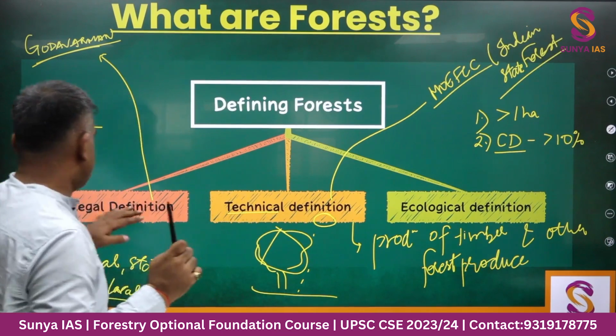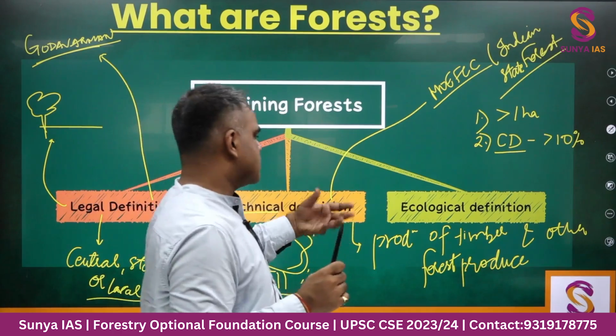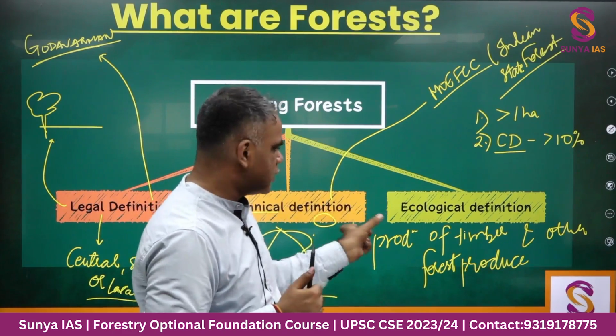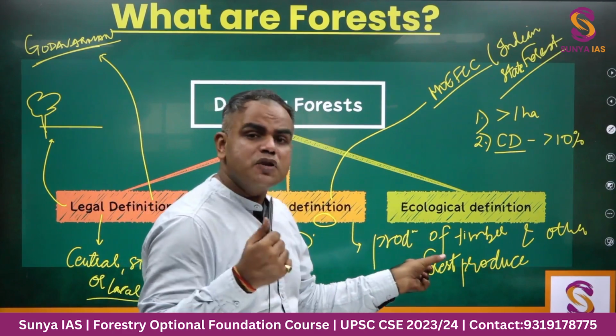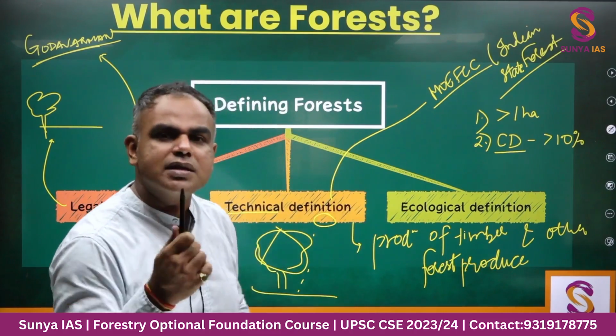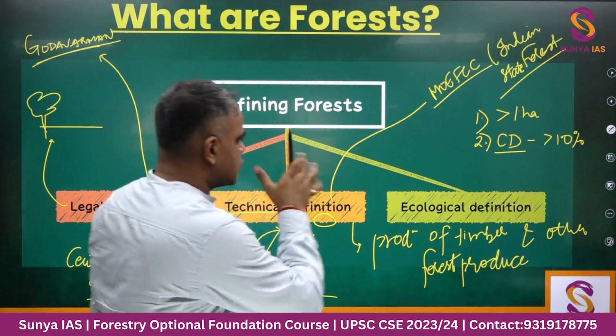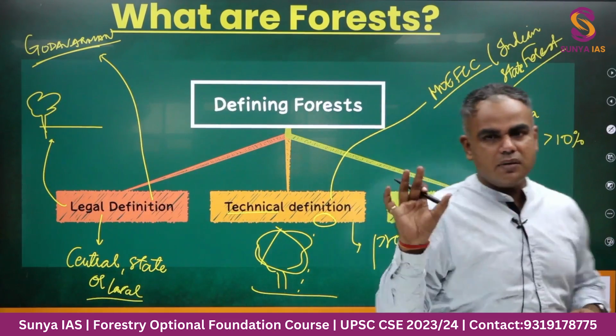Fine. So the legal definition, I hope, is clear to you. In the technical definition, you are setting aside any piece of area for the production of timber and other forest produce. I will also tell you what is a forest produce when I tell you the next topic, that is benefits from a forest. Fine. So I hope you are able to understand this part, right?